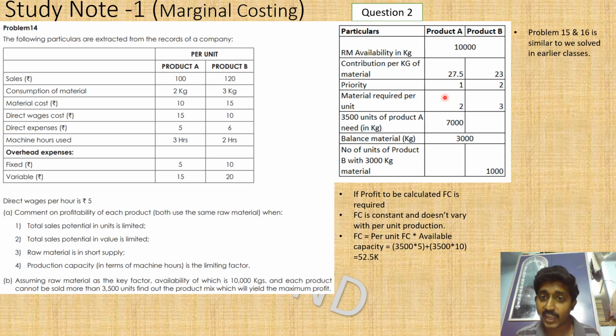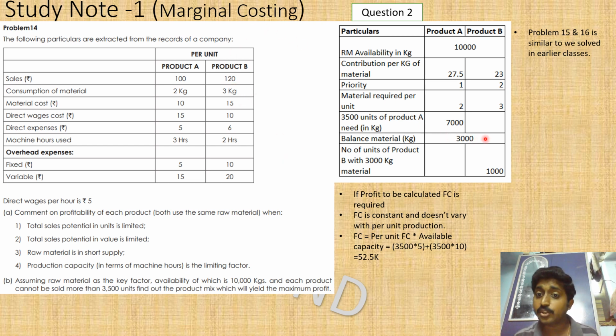3,500 units of product A will need 2 kg of material for each unit. So 3,500 into 2, 7,000 kg of material is used to produce 3,500 units of product A. So product A is completed, the maximum 3,500 units. What are we left with? 10,000 kg of material was there, 7,000 we have consumed for making A, so we are left with 3,000 for making product B. In 3,000 kg, how many units of product B can we make? For making 1 unit of product B, you need 3 kg of material.